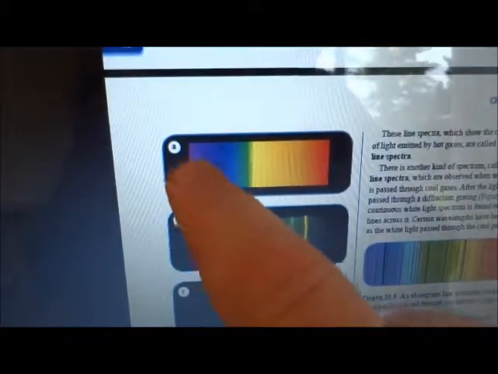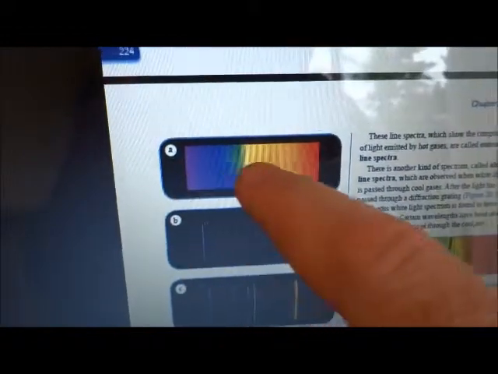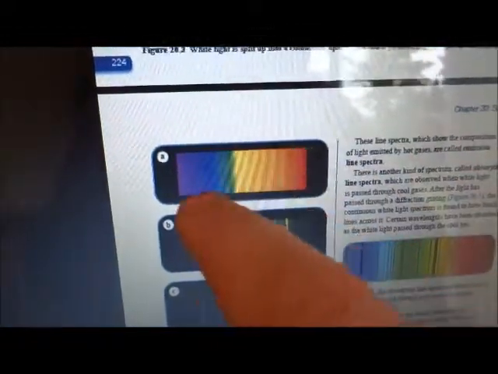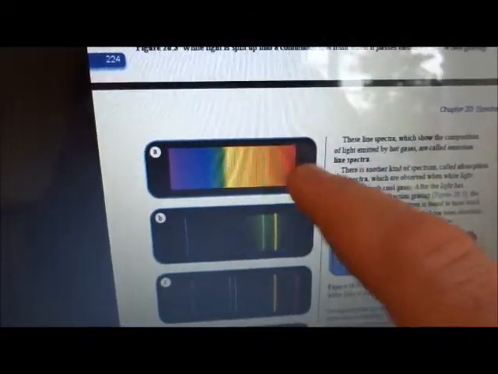There's two types of emission spectra. So this is a continuous emission spectrum, and all different wavelengths are being emitted by whatever this object is, from violet all the way up to red. So the longer wavelengths.